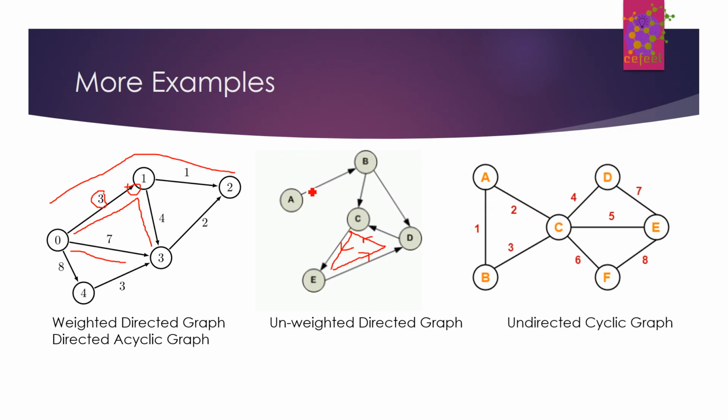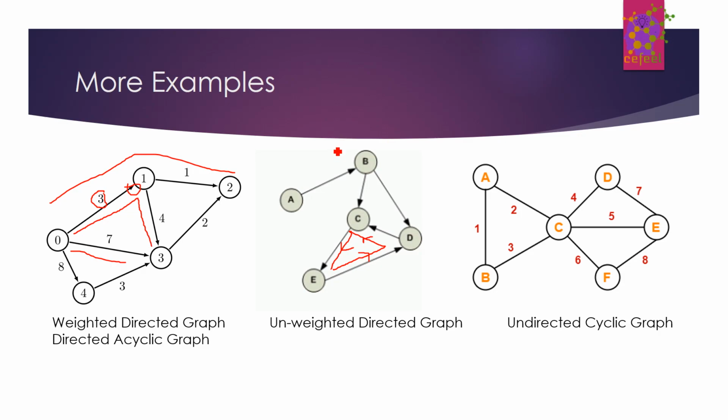Now the third graph, if you notice, there are no directions, so it's an undirected graph. It has weights, so it's an undirected weighted graph for sure. Now does it have a cycle? Now this is a question. Remember, this is an undirected graph. Yes, it has a cycle.